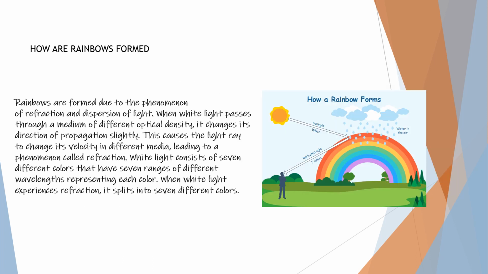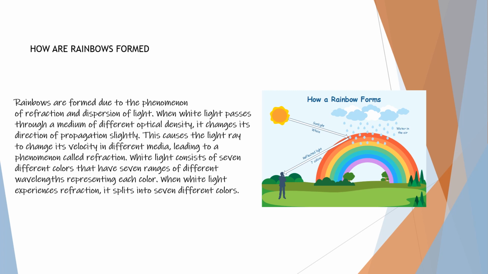Now, you would have been wondering, how are rainbows formed? Rainbows are formed due to the phenomenon of refraction and dispersion of light. After the rain, when the sun is low in the sky, the rainbow is seen as a large arc with many colors. When observed carefully, there are 7 colors in a rainbow. These are red, orange, yellow, green, blue, indigo, and violet. Rainbows are formed due to refraction and dispersion of light, as we know.